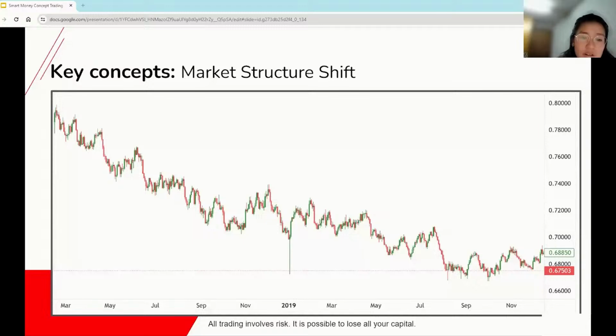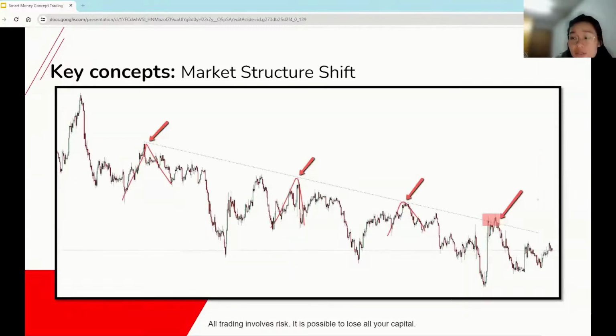Okay, here's a very obvious market structure shift. Here you can see we are also using a descending trend line, which basically means that there are at least three touches on this trend line to show us that there is a downtrend with regards to the market structure. So pretty straightforward for this concept.